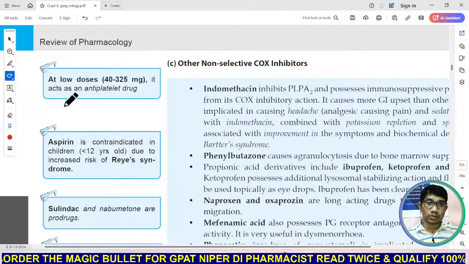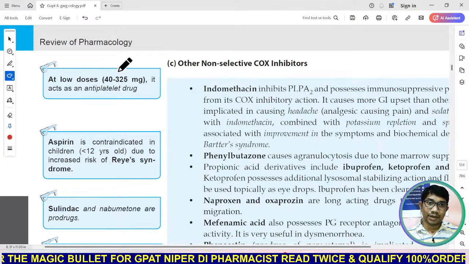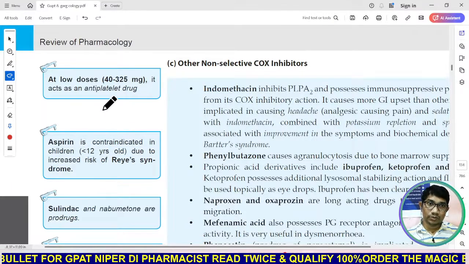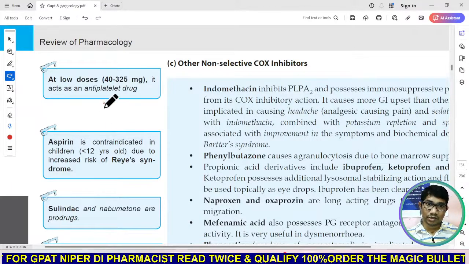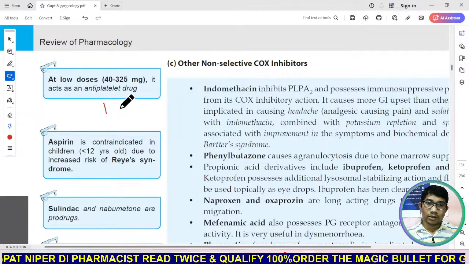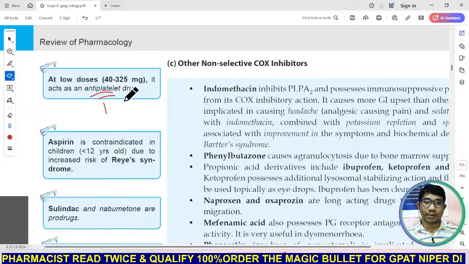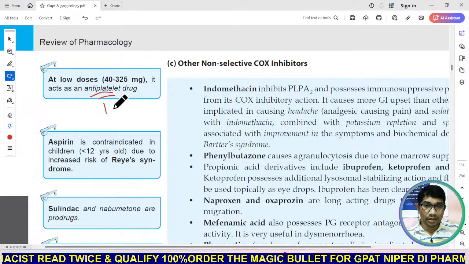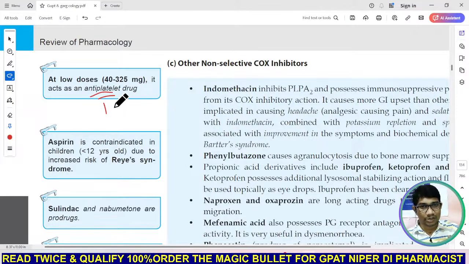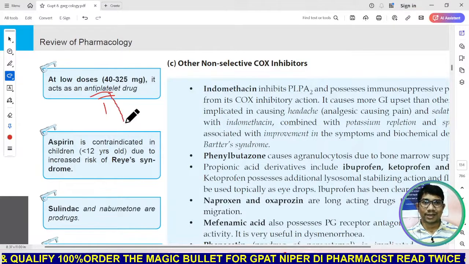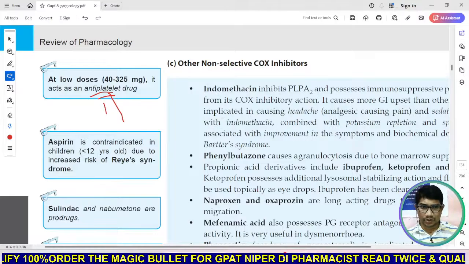Aspirin at a low dose. एस्पिरिन का लो डोज मतलब क्या? यहाँ पे 40 to 325 दिया है, but यहाँ पे आप लिख सकते हो, है ना, 125 mg तक. That is antiplatelet. Low dose of aspirin is antiplatelet. High dose of aspirin causes inhibition of prostaglandin. तो लो डोज में एस्पिरिन as antiplatelet act करता है, हाई डोज में anti-inflammatory होता है, right?